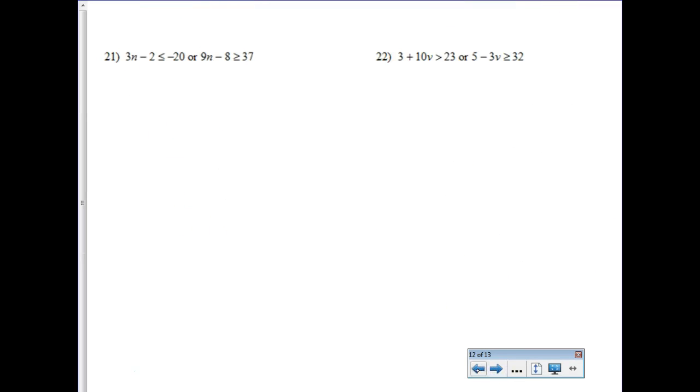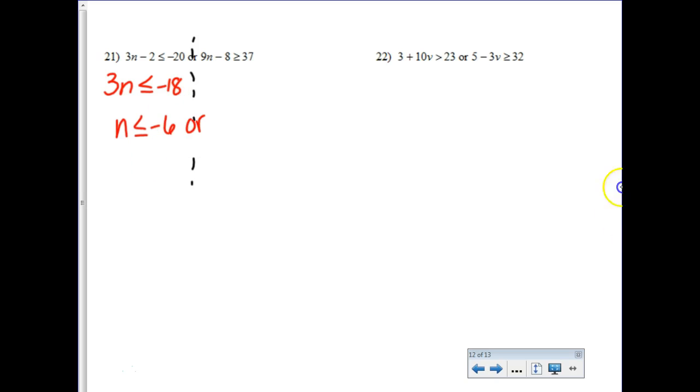Real quick, I don't think I have, oh I do, 2 examples of ors. I was worried. So ors are kind of weird because you just solve them separately. So it's twice the work, but whatever. Alright, so you're going to add 2. So we have 3n is less than or equal to -18. N is less than or equal to -6.